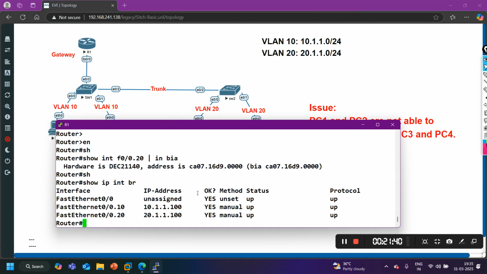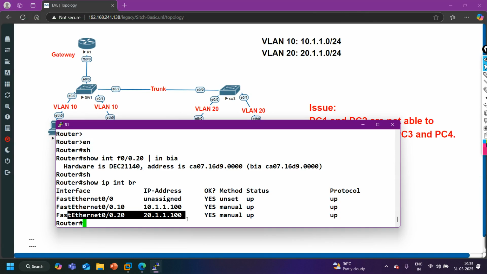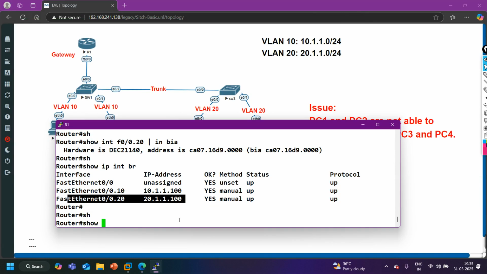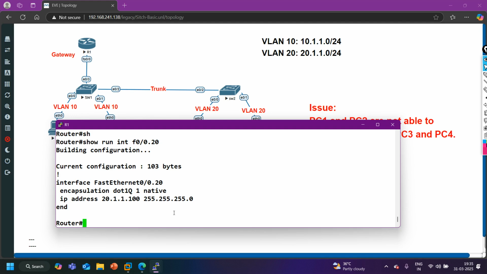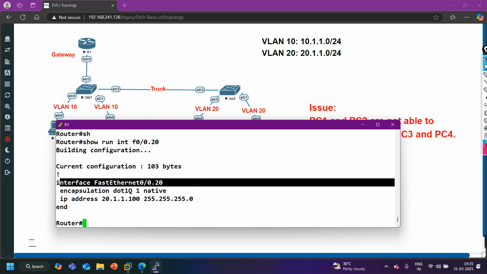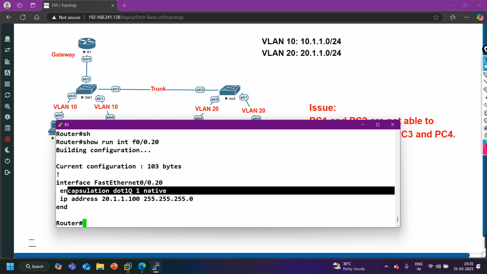On R1, let me check. IP interface brief. The IP address on f0/0.20 is correct, 20.1.1.100. Let me check the running configuration. Interface f0/0.20. Here it's saying encapsulation dot1q 1 native. Okay, so this interface should be configured for VLAN 20, right? Encapsulation dot1q should be for which VLAN? For VLAN 20, not for VLAN 1, right?